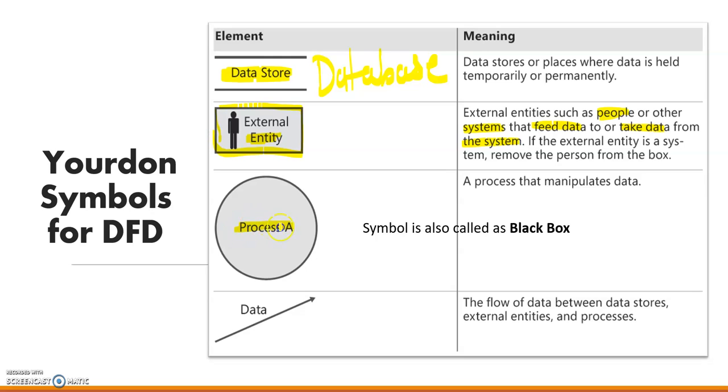Then we have the process, which is called a black box, a process that manipulates the data, like inserting and updating. It is the coding section, the logic. Your actual logic resides here, how data will be stored and passed. And last we have the data flow, the flow of data between the data stores, external entities and processes. We will discuss this with an example in the next session. You need to remember all these Yourdon and Coad symbols that we are going to use. More we will discuss in the next session.